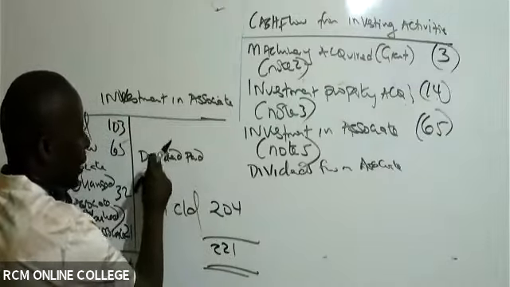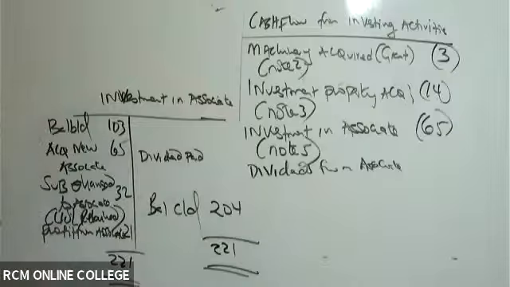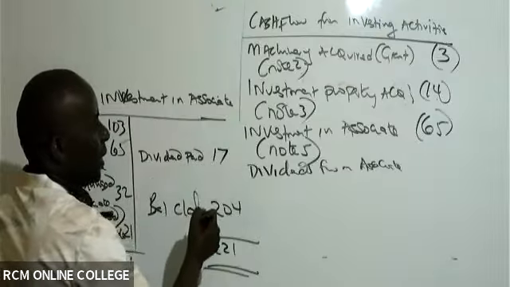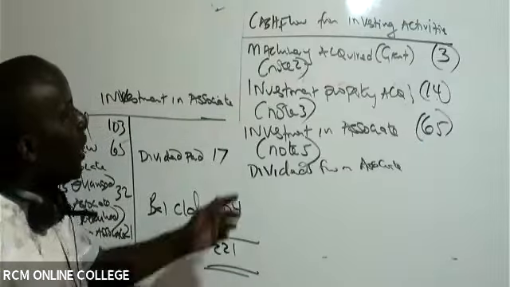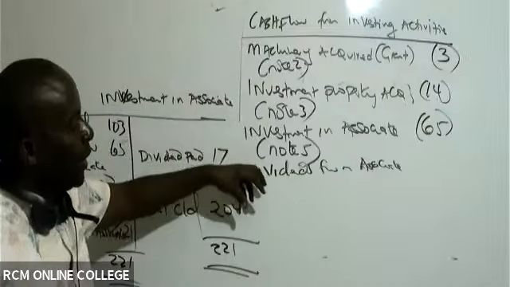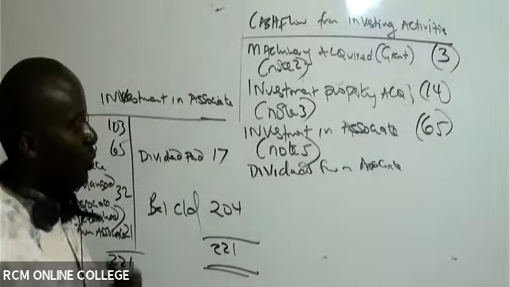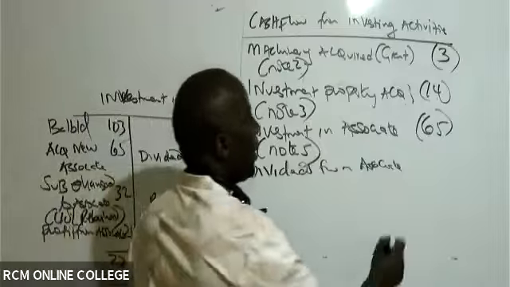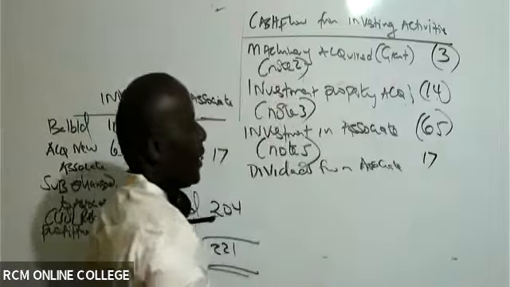Then how much dividend was paid by this associate? It is 17. Remember, we are the investors, so we talk about dividends from the associate. What we received from the associate in this case is 17.